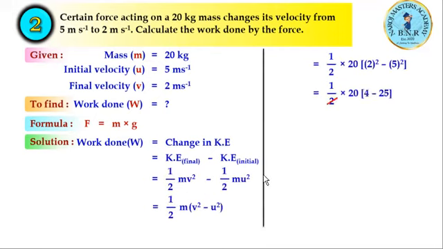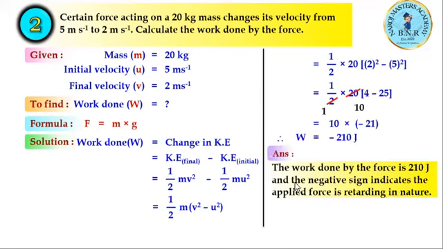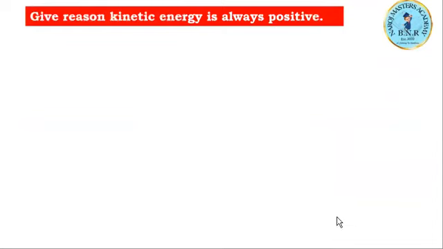Simply substitute in that, and we'll get this all, minus 210 joules. The work done by the force is 210 joules, and the negative sign indicates that the applied force is retarding in nature, means deceleration. Force is not here. What we can say, brake applied. Okay, some brake force is applied here. Is it clear? Now, give reason: kinetic energy is always positive.